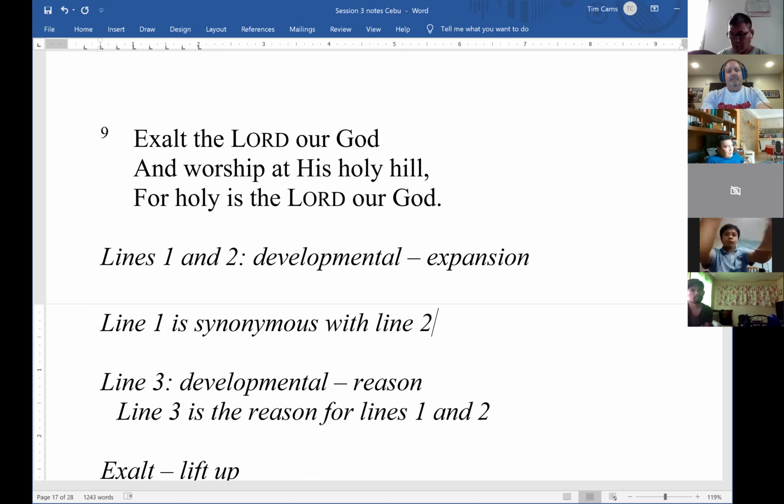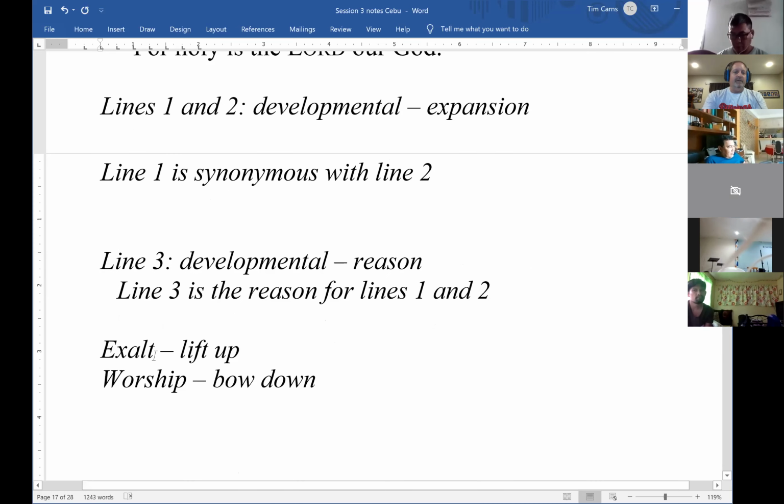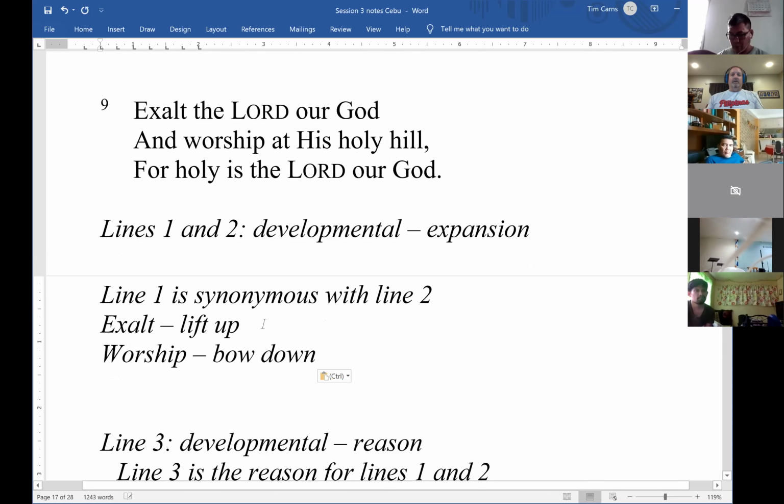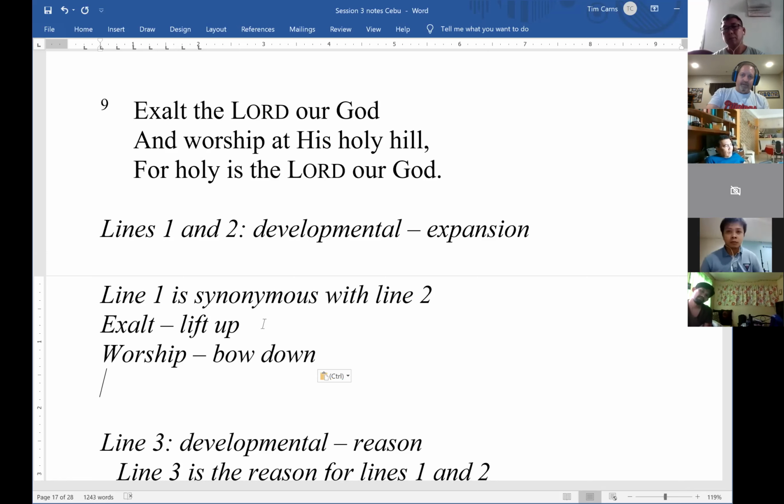But later, if we did a word study on exalt and lift up, we would find these really aren't synonyms. They're two different ideas. Exalt has the idea of lift up, but worship is the idea of bow low, bow down. So they're both ways that we glorify God, but they're different. You know, the idea of that word worship literally is a lowering. And so it's kind of an interesting contrast.